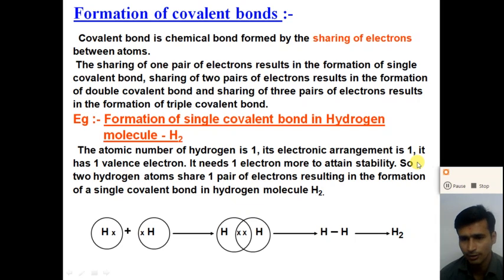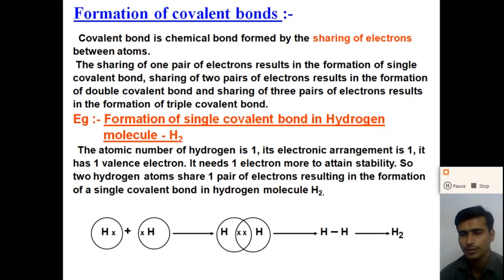In the hydrogen atom, in the central portion, 1 proton is there, and around this nucleus, 1 electron is revolving. So the hydrogen atom has one valence electron. In the outermost orbit of the hydrogen atom, one electron is there, and the electrons in the outermost orbit are called valence electrons. So the hydrogen atom has one valence electron, and it needs one more electron to attain stability.